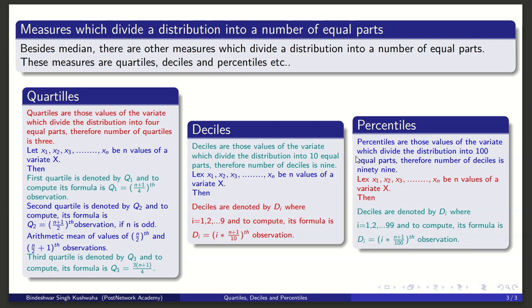So you have understood what quartiles, deciles, and percentiles are, and that wraps up our session on them. I hope this breakdown helps you understand how these measures work and how you can apply them to your own data. In upcoming videos, I will do numericals so that understanding will be clearer.